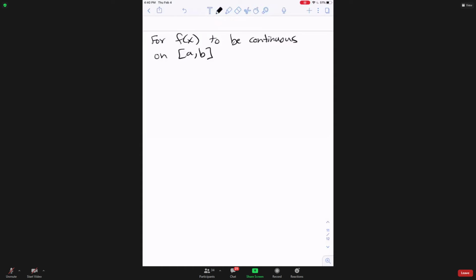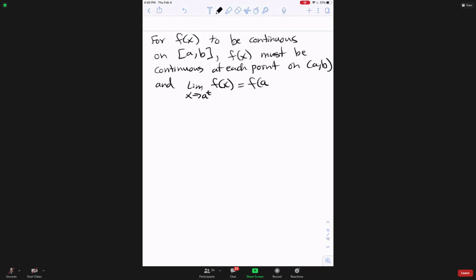Moving on. So for f of x to be continuous on the closed interval AB, f of x must be continuous at each point on the open interval AB, and the limit as x approaches a from the right side of f of x equals f of a, and the limit as x approaches b from the left side of f of x equals f of b. So go ahead and write this down, then I'll explain with a picture.